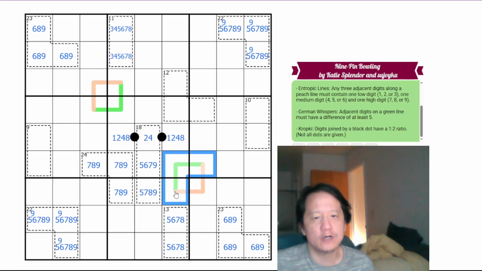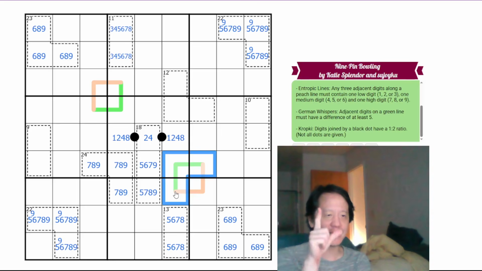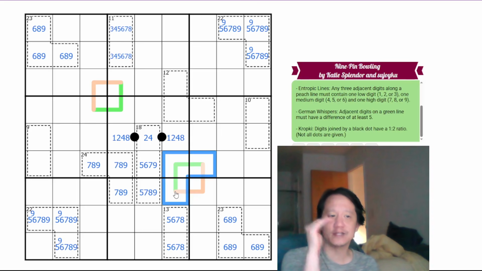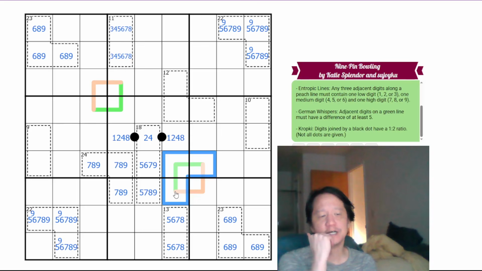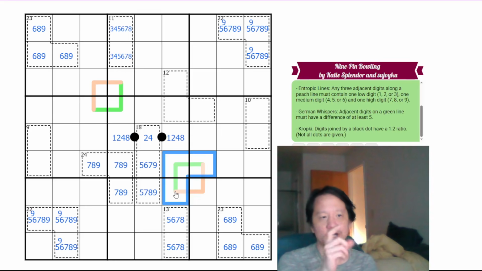Anytime, on a Whisper 5 line, you'll always alternate between low digits and high digits. You cannot have a 5 on a Whisper 5 line, because if you subtract 5 or more from 5, you get 0 or less, which is not a normal Sudoku digit. If you add 5 or more to 5, you get 10 or more, which is not a digit. So that's why 5 cannot be on a Whisper 5 line. Again, you'll always alternate between low and high digits.